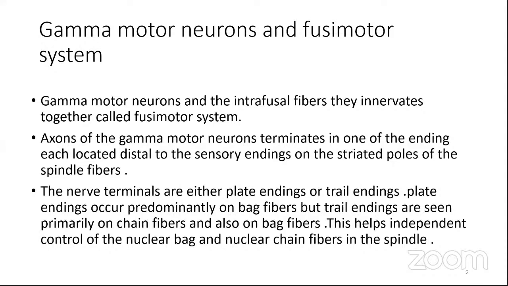The plate endings of gamma motor neurons are predominantly found on the bag fibers. This helps independent control of the nuclear bag and nuclear chain fibers in the spindle. So gamma motor neurons and the intrafusal fibers they innervate together are called the fusimotor system.